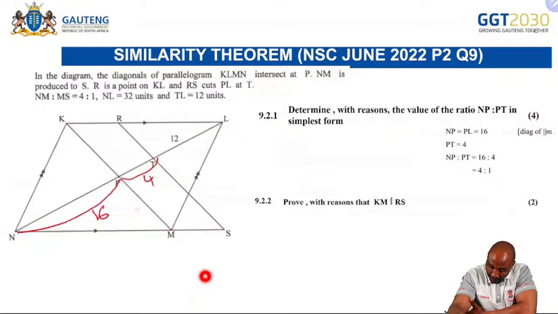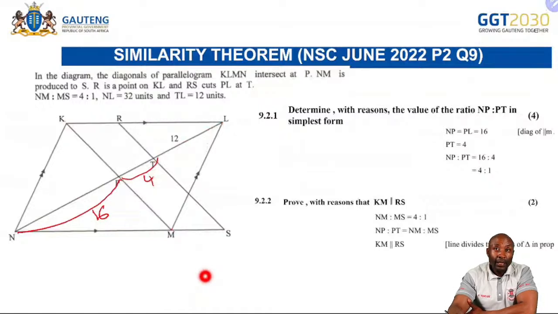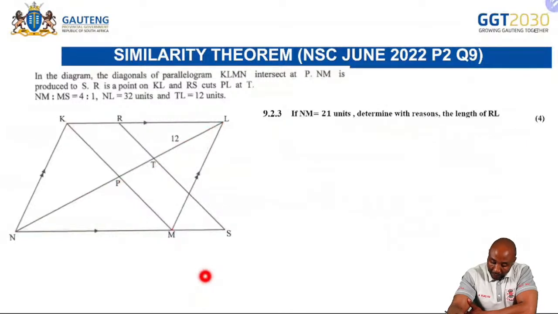Prove with reasons that KM is parallel to RS. Remember, we are not given that. How do we prove that they are parallel to each other? We are able to show that the ratios are the same. And then, therefore, they are going to be parallel to each other. We'll do 9.2.3.